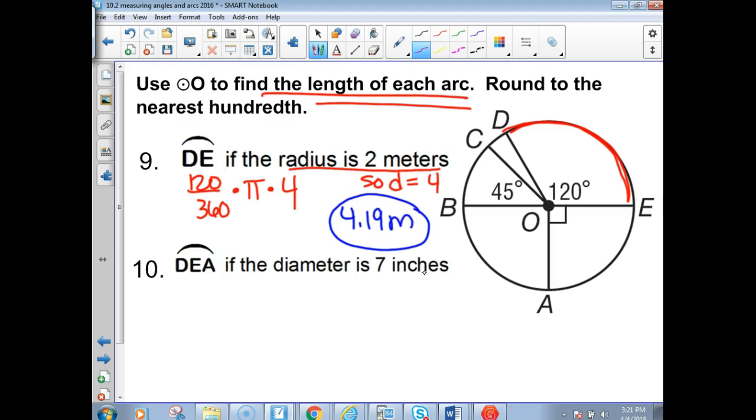All right, arc DEA, if the diameter is 7, find out the measure of the angle. D to E to A would be 120 plus 90. That gives me 210 out of 360 times pi times 7.